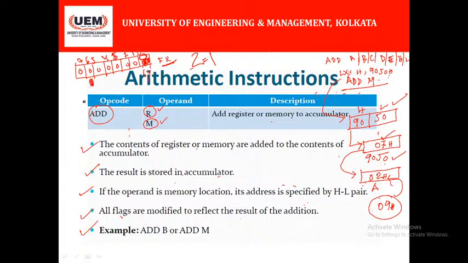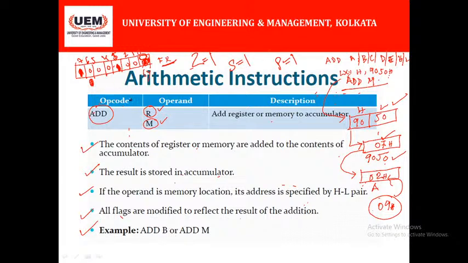Next, if the most significant bit of the accumulator is 1, it indicates that the result is negative. So the sign flag is definitely going to be 1. If there are an even number of ones, then definitely the parity flag is going to be set to 1.